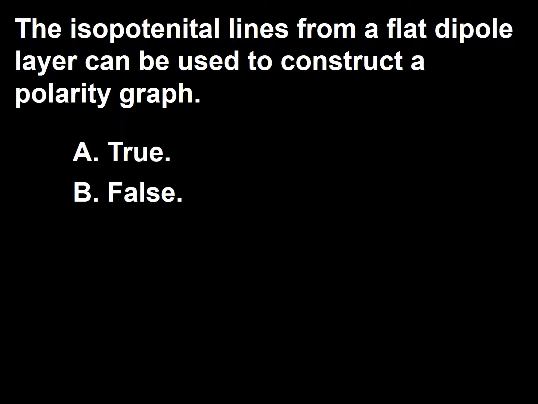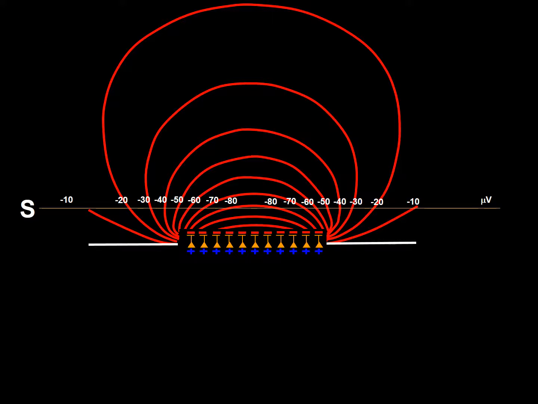Next question. The isopotential lines from a flat dipole layer can be used to construct a polarity graph. A true, B false. In this figure, I have represented only the negative isopotential lines to make room in the lower area to draw a polarity graph. The first step is to craft a graph with voltage in the y-axis and a space corresponding to the isopotential lines in the x-axis.